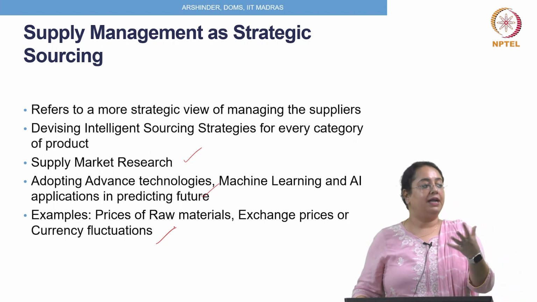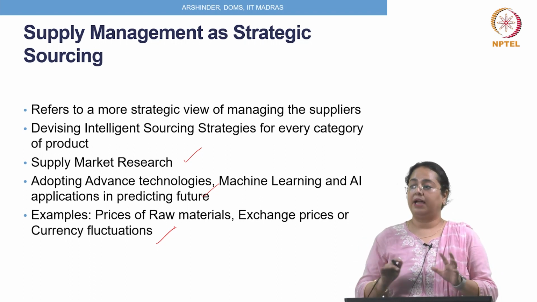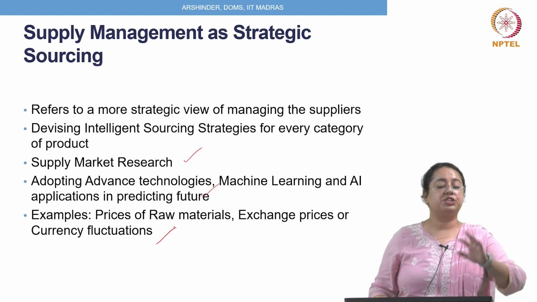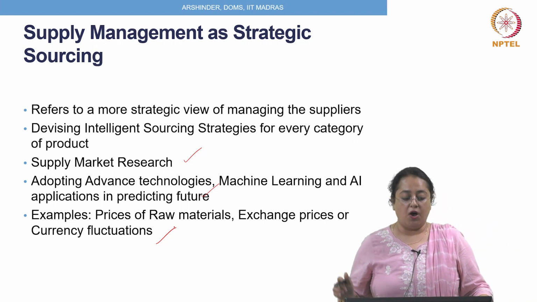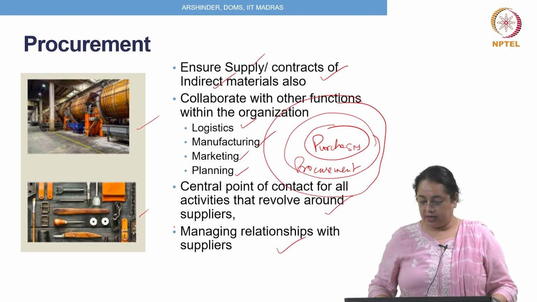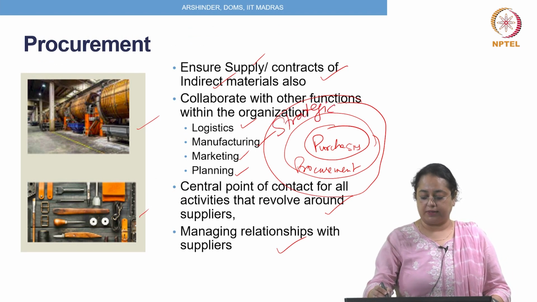You know, can we predict risk? Can we manage the risk? Keeping risk in mind, which supplier would be good enough, which country would be good enough, right? What are the geopolitical conditions? All these things when covered, this is called strategic sourcing.